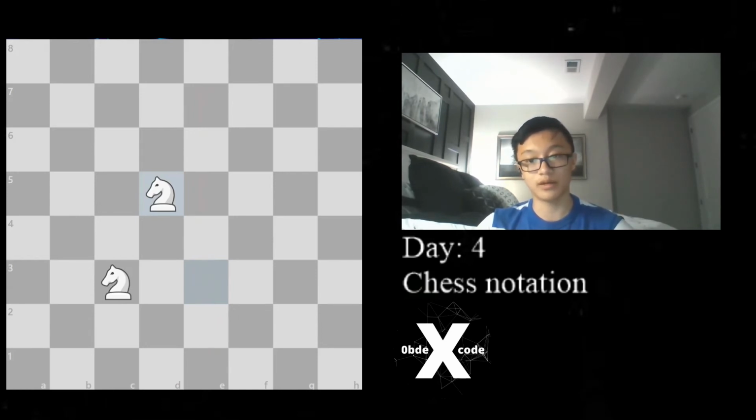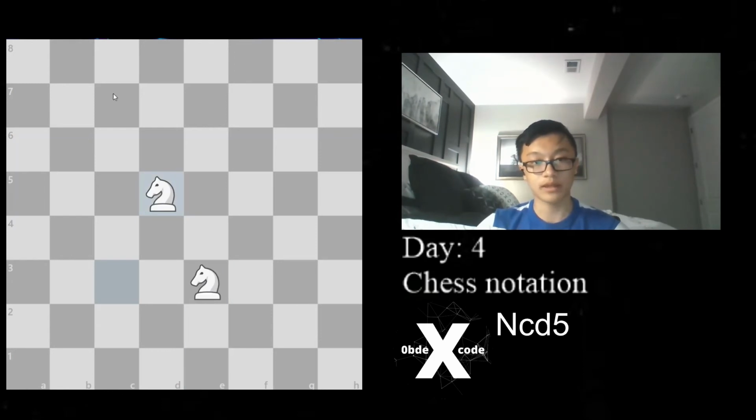If I go back, this would be Ncd5. Same thing. This used to be on the c file. Both those pieces can go to this d5 square. So this would be Ncd5 because the knight's label is N. It used to be on the c file and it's on the d5 square.